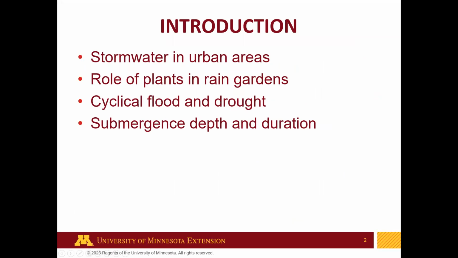Just an overview here of the presentation today. I'll take just a few minutes and talk about stormwater as it is in urban areas. I'll talk just briefly on the role of plants in rain gardens, and then I'll move into the two studies. The first one will be cyclical flood and drought, and the last study I'll be talking about is our work with submergence, depth, and duration.